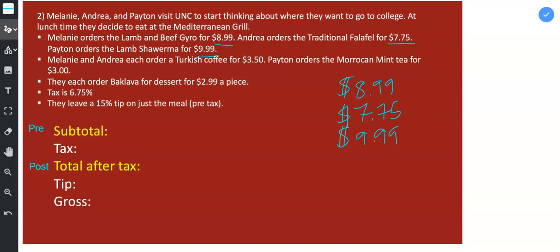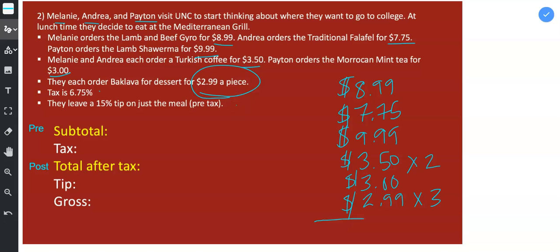Melanie and Andrea each order a Turkish coffee for $3.50. It says they each order it, both Melanie and Andrea, so I'm going to multiply that by 2. Peyton orders the Moroccan mint tea for $3, so we have to add that to the bill. And then they each order baklava for dessert for $2.99 a piece. So Melanie, Andrea, and Peyton each get a piece of baklava, so I need to multiply that by 3. The tax is 6.75%. They leave a 15% tip on just the meal, so the pre-tax amount.